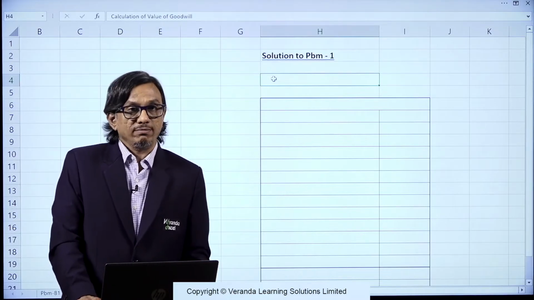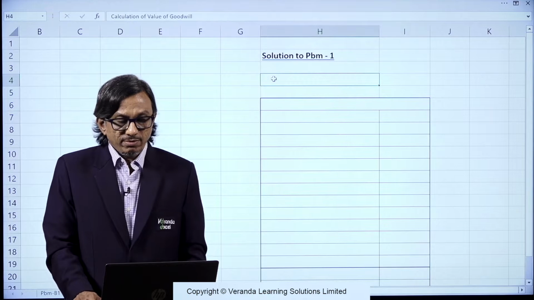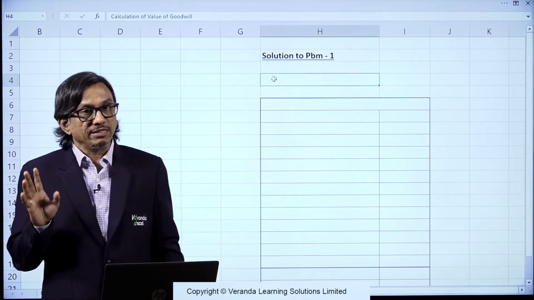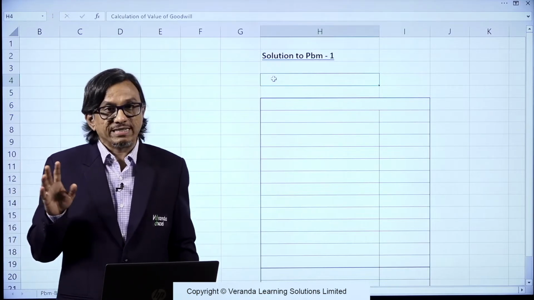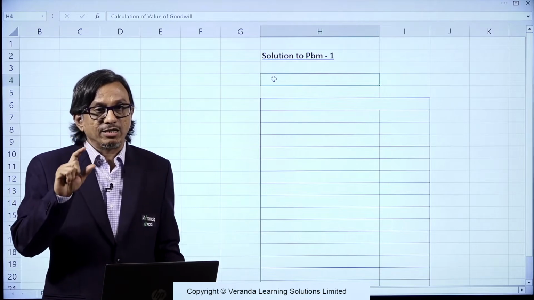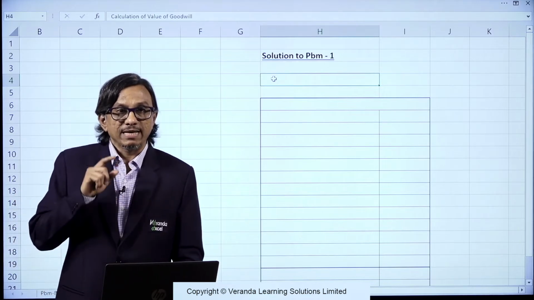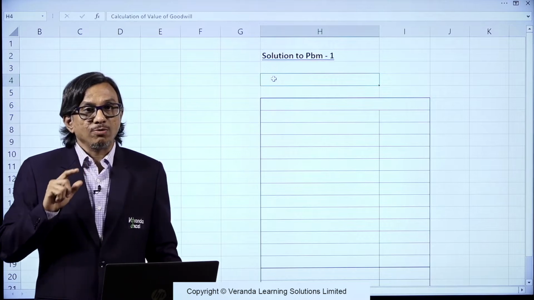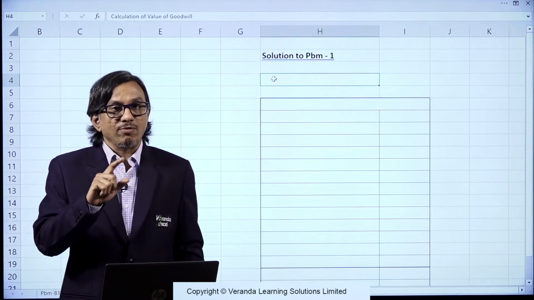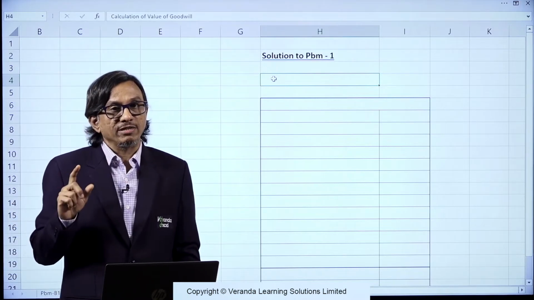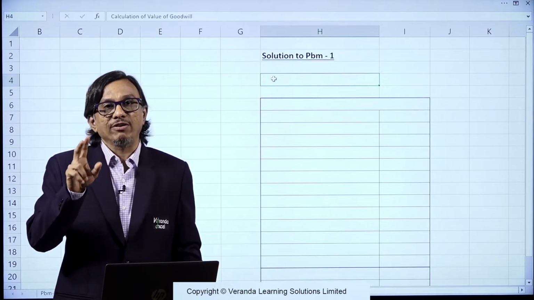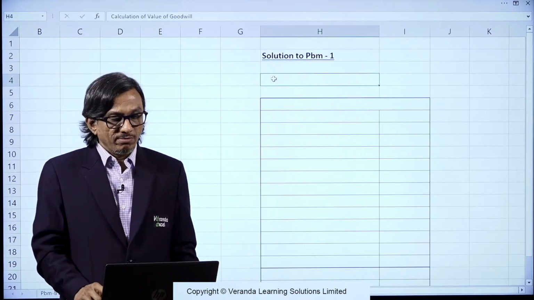Friends, now we will see how to solve the problem on goodwill. Problem number 1. Very simple problem, just to find the value of goodwill by the super profits method. As I told you, find the average profit, then the average maintainable profit, and compare it with the normal profit. If average profit is more than normal, the difference is super profit. Multiply by the number of years, you get the value of goodwill. That's all. Easy problem. Let's start.